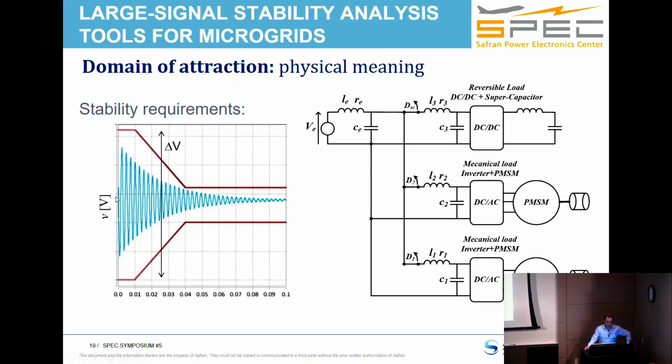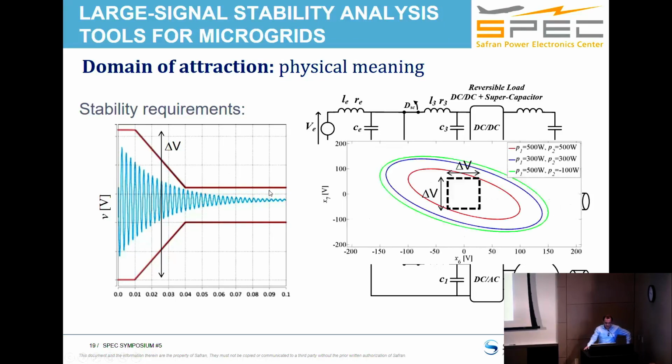You have to not exceed this voltage, and you have to converge to operating point in less than 30 milliseconds, and so on. So these requirements are directly related to the domain of attraction. Here you can see that this domain of attraction, the red one, for example, covers very well a square. Each side you have delta V. So if that's the case, you can give the guarantee to your client, for example, to Airbus, that this system is stable and we can meet this requirement.